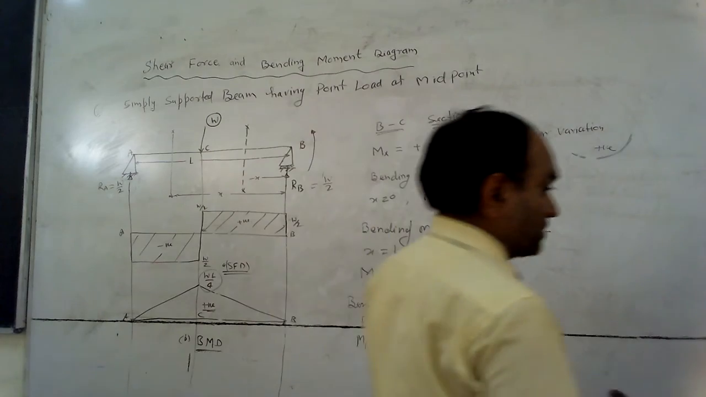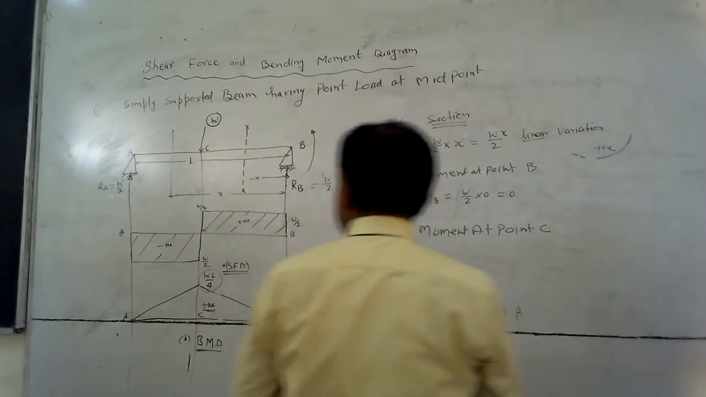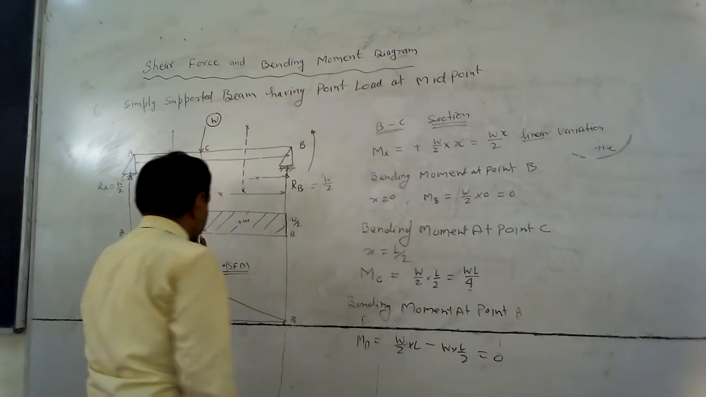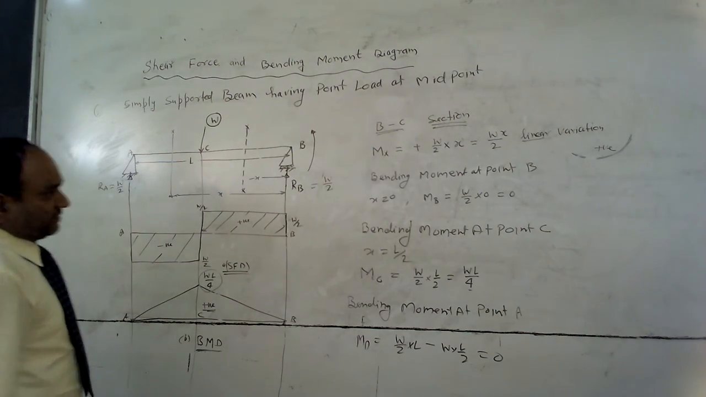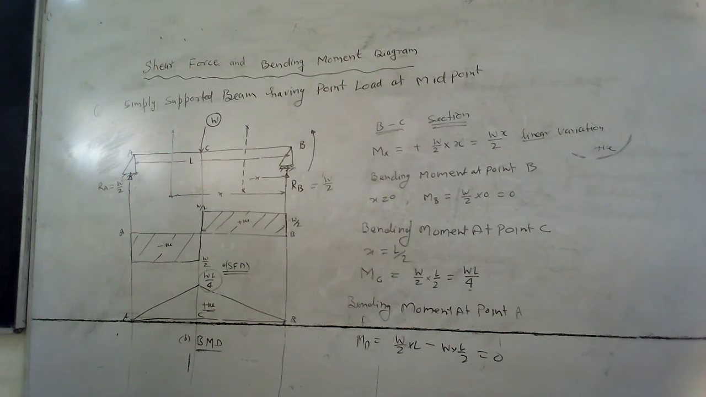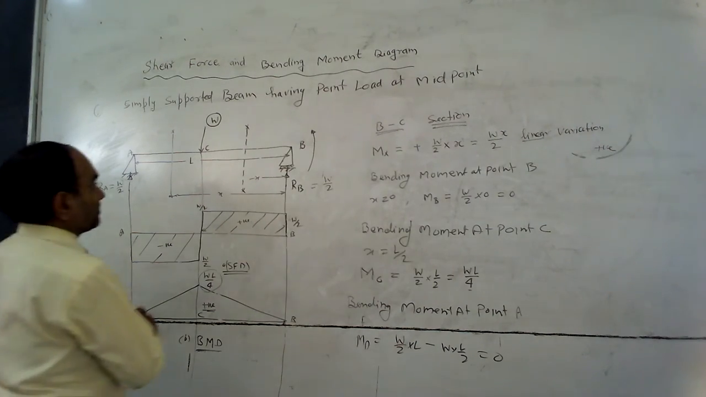WL by 4 is the maximum value of the bending moment diagram for a simply supported beam having a point load at the midpoint. Now I will take another case, the UDL on a simply supported beam.